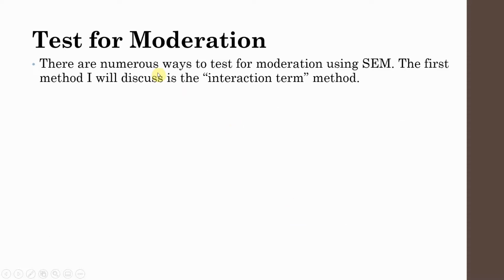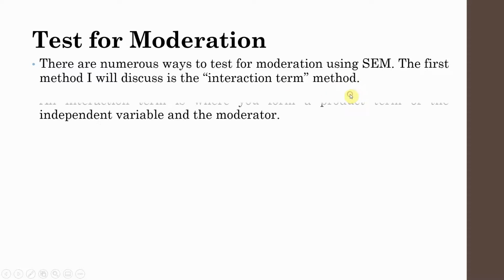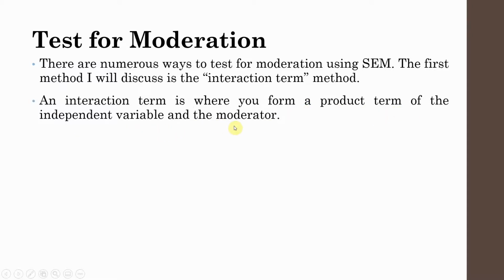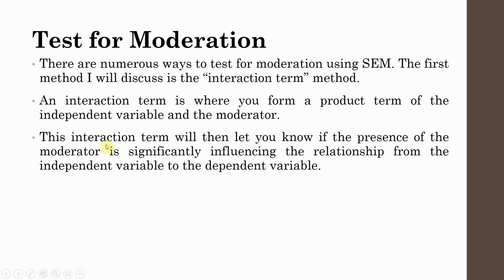So how do we test for moderation? Now there are numerous ways to test for moderation using SEM. The first method I will discuss is the interaction term method. An interaction term is where you form a product term of the independent variable and the moderator and assess its impact on the dependent variable. This interaction term will then let you know if the presence of the moderator is significantly influencing the relationship from the independent variable to the dependent variable.